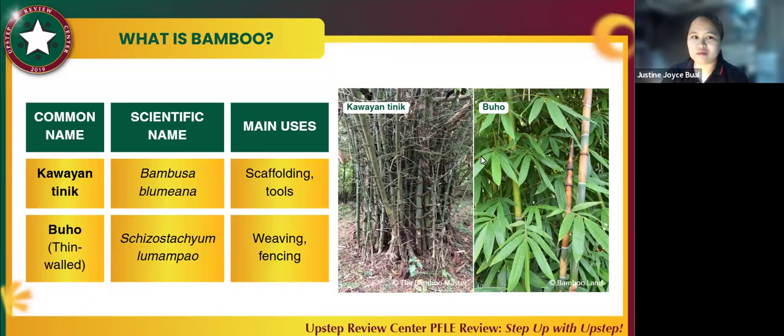Going back to these two bamboo species, the first is basically a strong species of bamboo that is typically used for construction or scaffolding. Meanwhile, the second is a more flexible one because it has a thin-walled culm. So this is ideal for weaving and making fences in rural or residential homes.